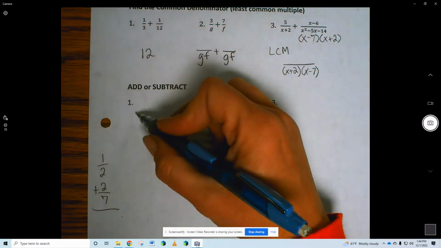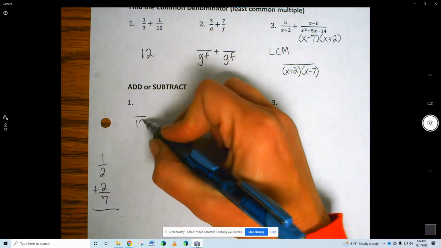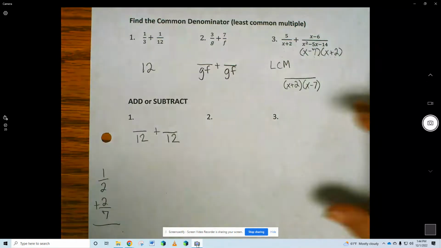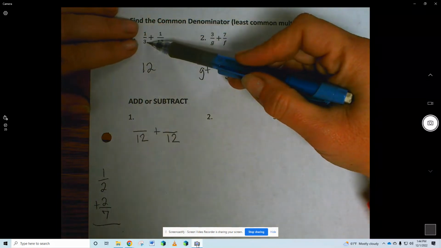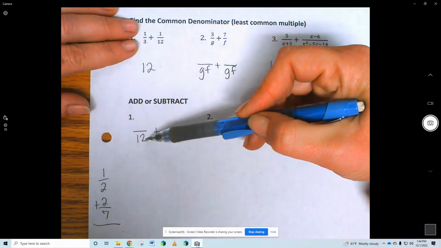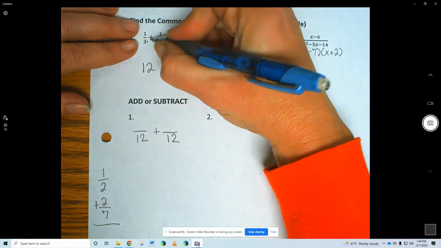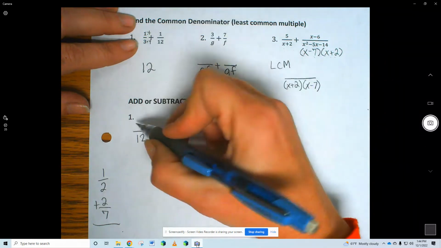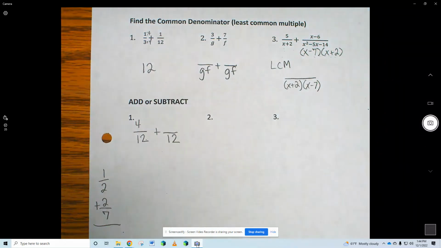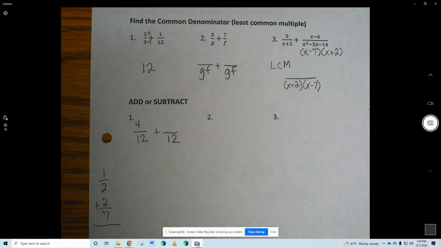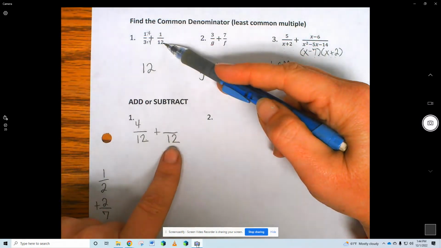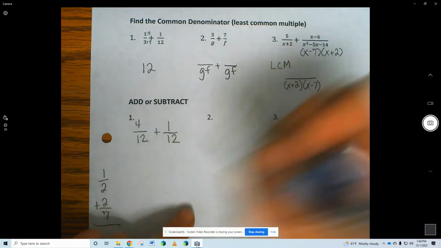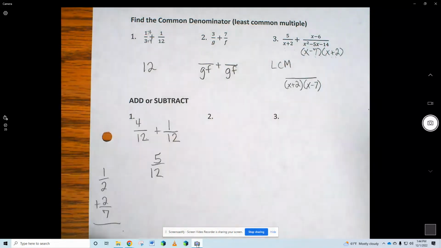So the common denominator of 1/3 and 1/12 is 12, right? What did I multiply 1/3 by to get a 12? 4. I cut each third part into 4 littler ones. So 1 times 4 got me the 4. What did I do to 12 to get a 12? Times 1. Great. My final answer is 5/12.